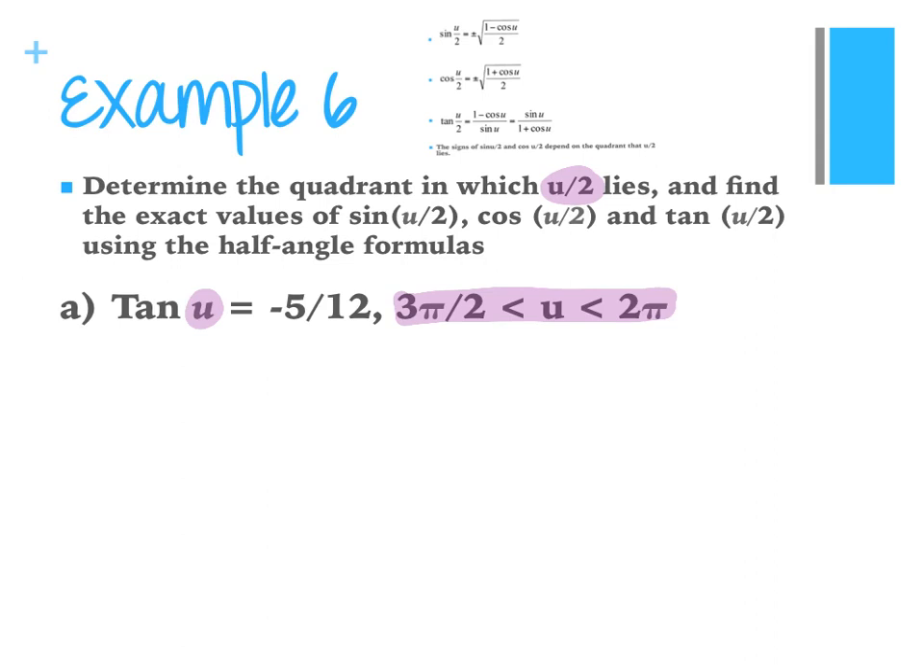Where is U? The fourth. It's in the fourth quadrant, right? So if you took any angle in the fourth quadrant and you cut it in half, where do you think it's going to go? The second. Second quadrant. Any angle. So if I take 300, cut it in half, it's 150. I take 330, cut it in half, right? Everything goes to the second quadrant.